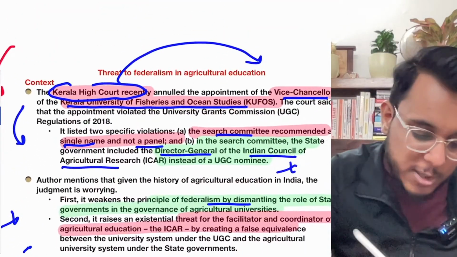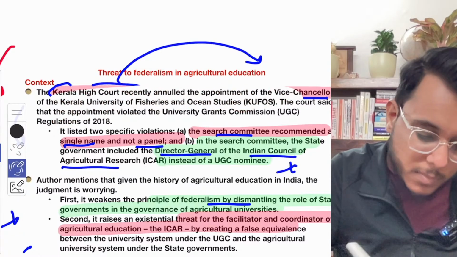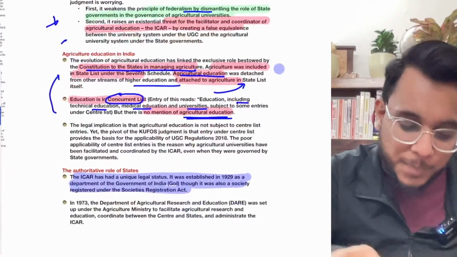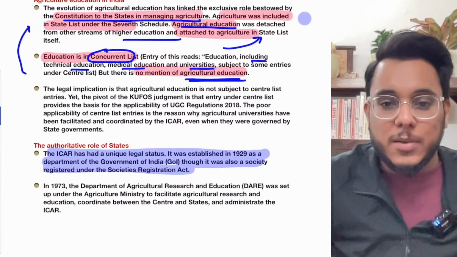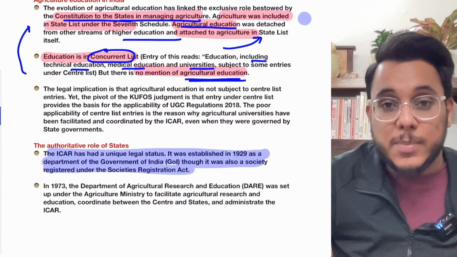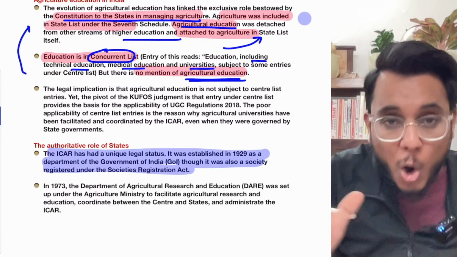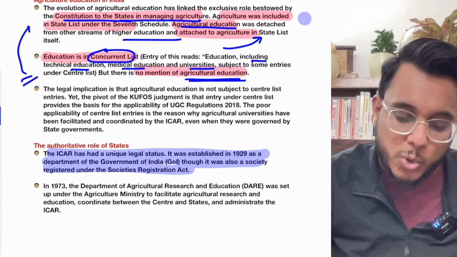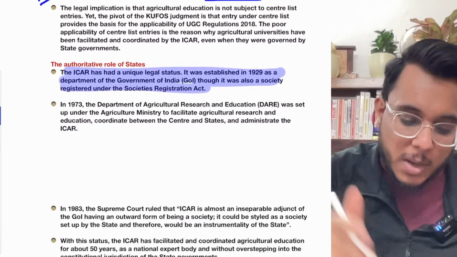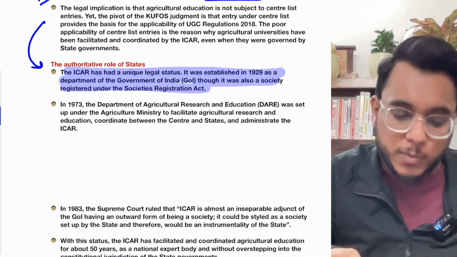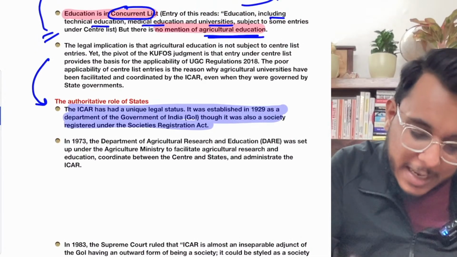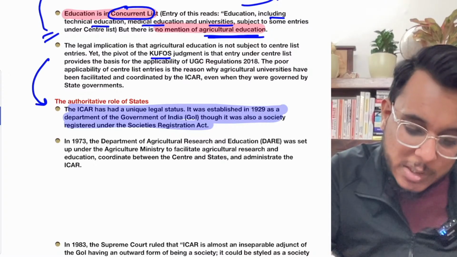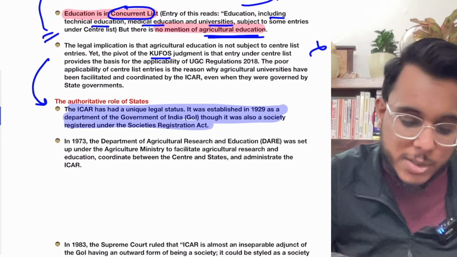Now you see which university it was. It was the Kerala University of Fisheries and Ocean Studies. Basically, animal husbandry and fisheries are all allied with agriculture. Therefore, the state government has to be supreme in this direction. Moreover, the KUFOS judgment, the recent judgment of the Kerala High Court, is violating the spirit of the Constitution.